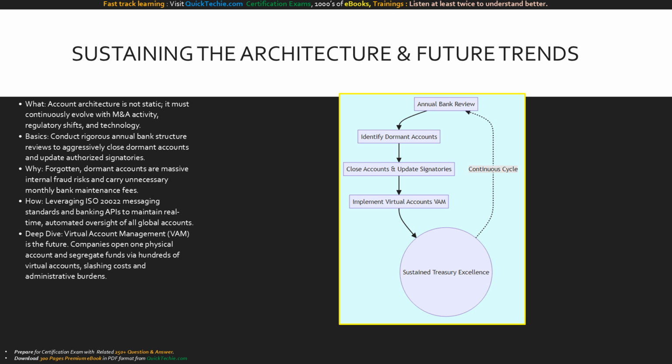Our final diagram illustrates the maintenance lifecycle required for a world-class treasury. It begins at the top with the annual bank review. This vital process flows into identify dormant accounts. Once flagged, the action node requires you to close accounts and update signatories, which directly mitigates enterprise fraud risk. From there, the forward-looking arrow points to implement virtual accounts, VAM, replacing outdated physical structures with digital efficiency. This continuous loop culminates in sustained treasury excellence.